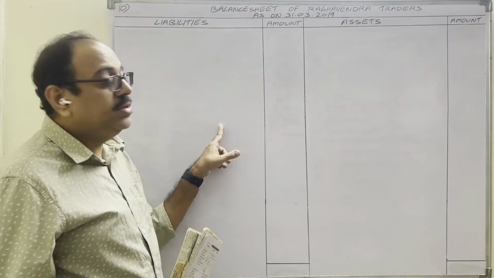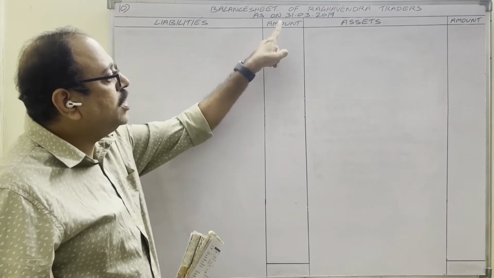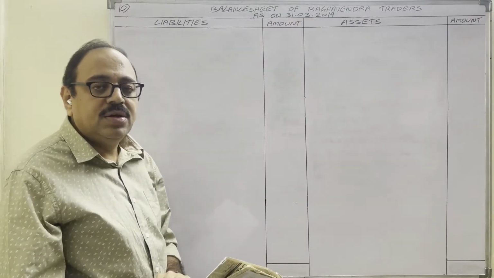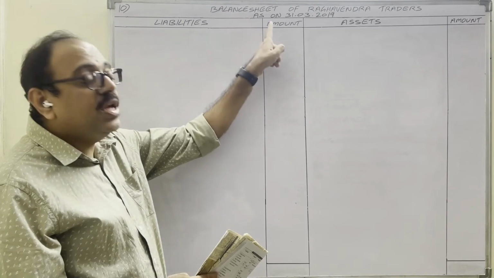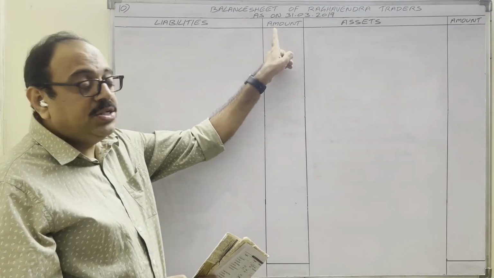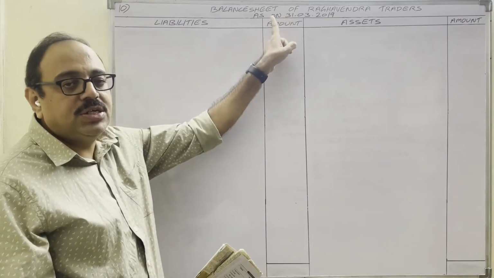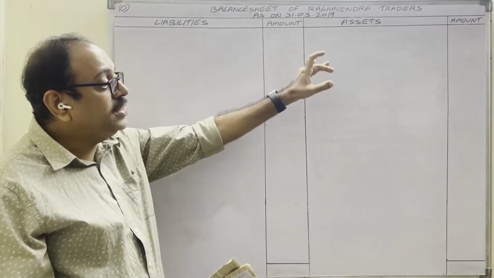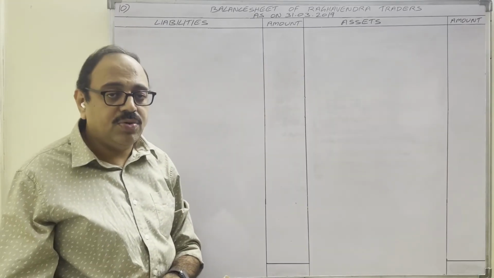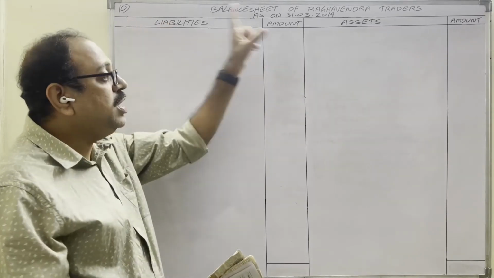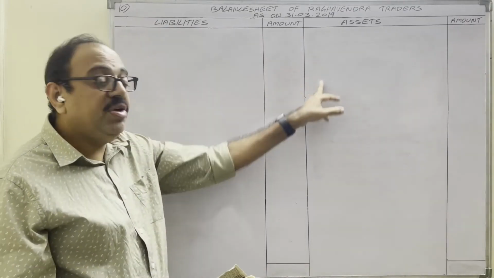This is the balance sheet. Heading: balance sheet of Raghavendra Traders as on 31st March 2019. For trading account and profit and loss account, we write for the year ended. For balance sheet, we have to write as on, means on this date we are preparing the balance sheet. Liabilities, amount, assets, amount. Balance sheet is only a statement. It is not an account. Therefore, don't write DR symbol, CR symbol. Don't start with To and By here.